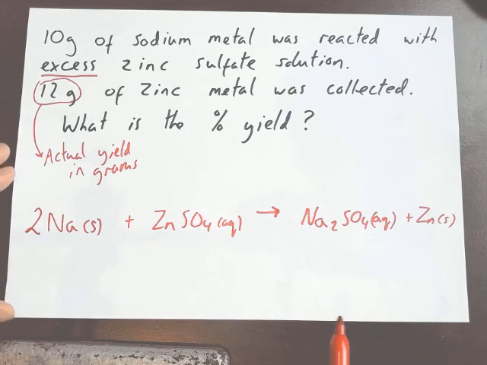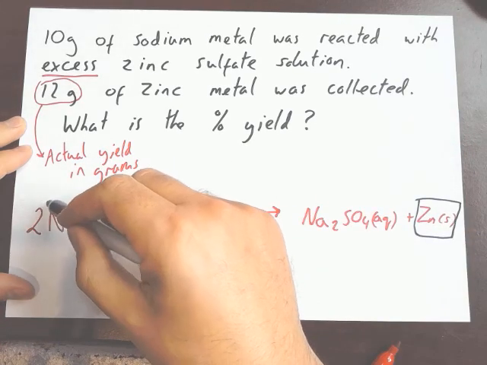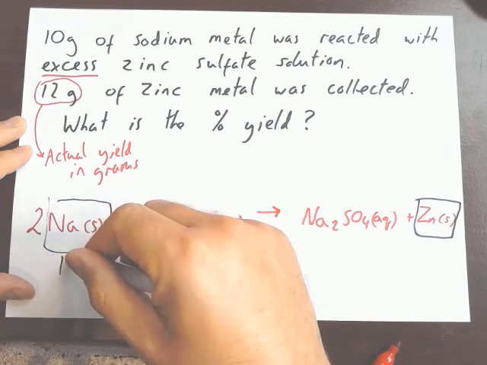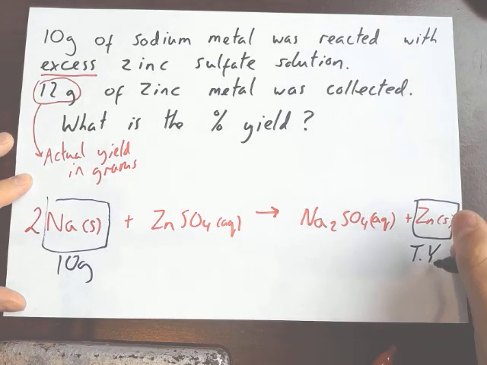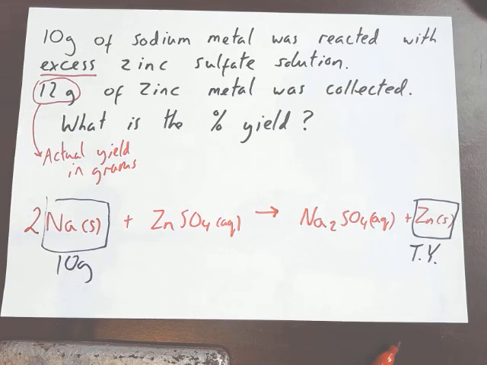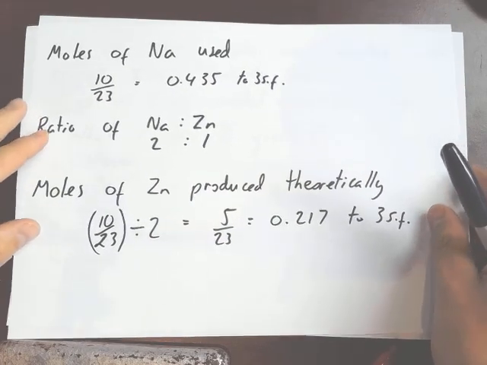so now that we've done that, let's have a think about what we're looking at. We want to find out theoretically how much of this could be made. We know we started off with 10 grams of that. So we'll know what the theoretical yield of zinc is if we started off with 10 grams of sodium. So first thing to do then is work out how many moles of sodium there are.